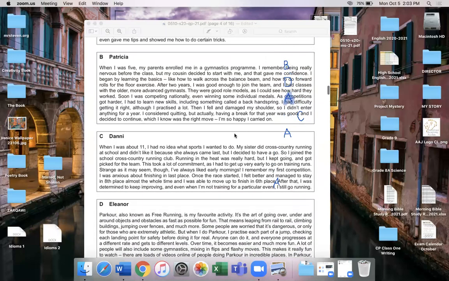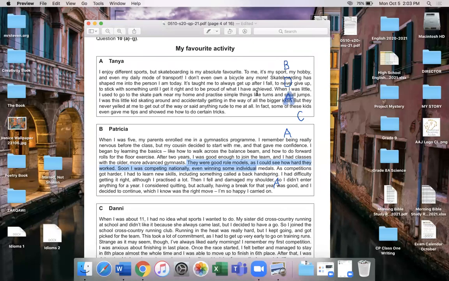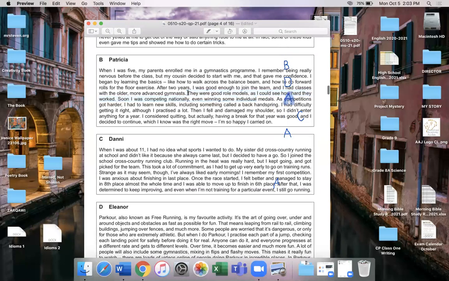Patricia says they were good role models, as I could see how hard they worked. Soon I was competing nationally. I scanned through letter A because I had the intuition that maybe it was Tanya. I remembered her learning tricks maybe from older kids. But Patricia is the best candidate, because as Kusai mentioned, it says they were good role models as I could see how hard they worked.